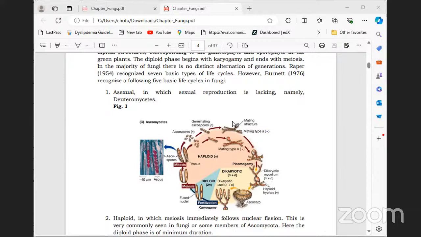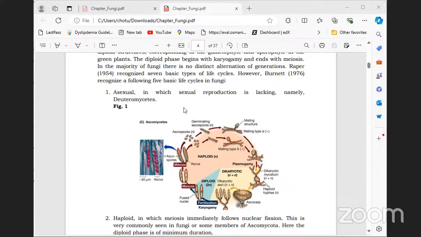The scientist Raper in 1954 recognized seven basic types of life cycles in fungi. Another scientist, Burnett, in 1976 recognized five basic life cycles of fungi. Both scientists are the most important: one Raper, another one Burnett. Raper is 1954, and Burnett explained in 1976.